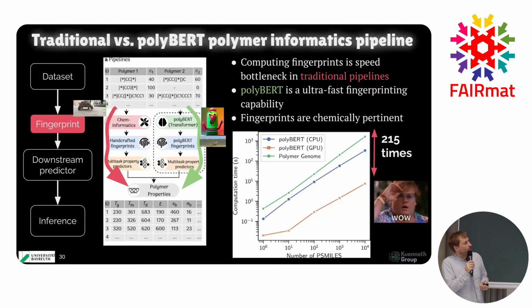Here it is, traditional versus the Polybird pipeline. Traditionally we would start with some kind of data set, go through some handcrafted fingerprinting process, and then do some prediction. And in this way we go to Polybird, which then at leopard speed allows us to predict properties. You see here the traditional approach, and then we have quite some acceleration. The y and the x-axis are on log scale.